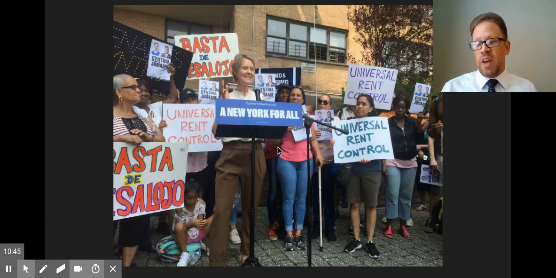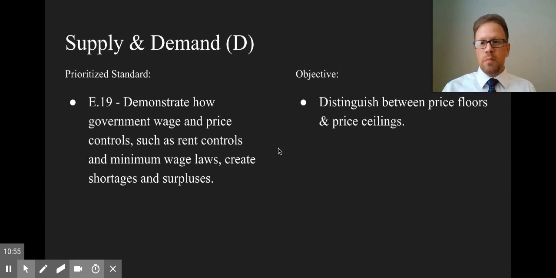Most economists advise against the use of price controls due to their creation of shortages and surpluses and the long-run allocation problems that they can create in the economy. All right, this concludes the Supply and Demand, Section D, Price Controls lecture. Our prioritized standard was Economic Standard 19, and objectively now you can distinguish between price floors and price ceilings.